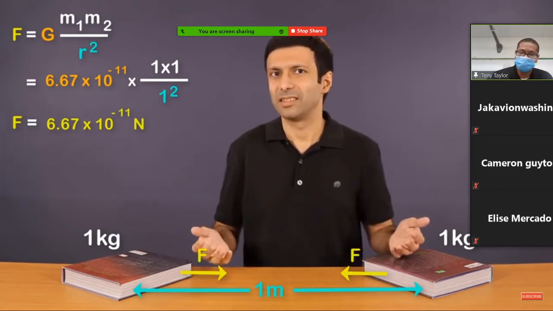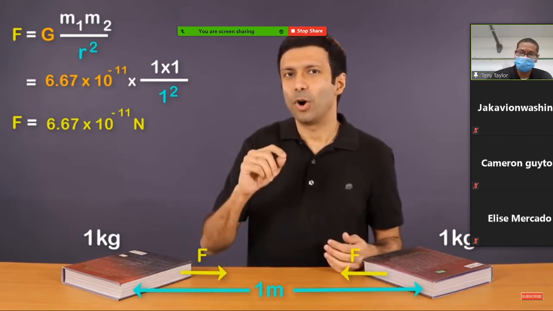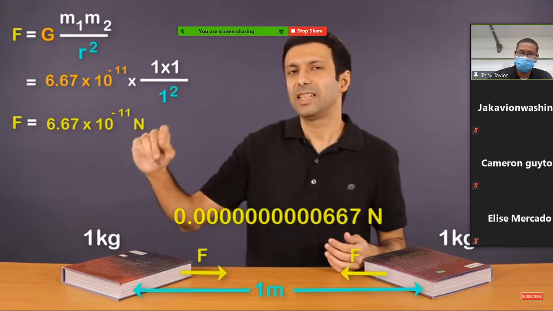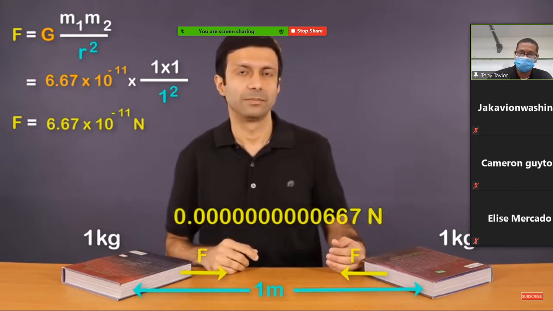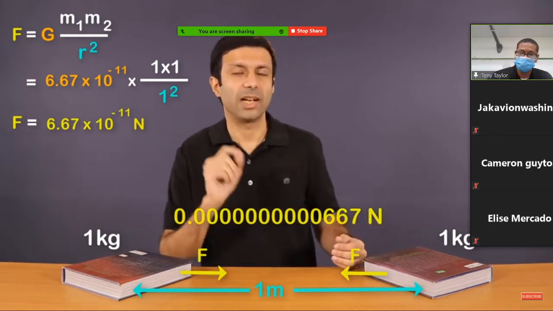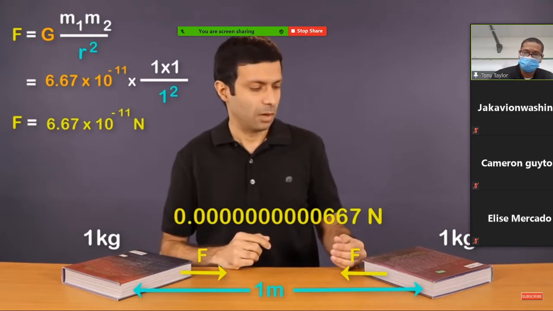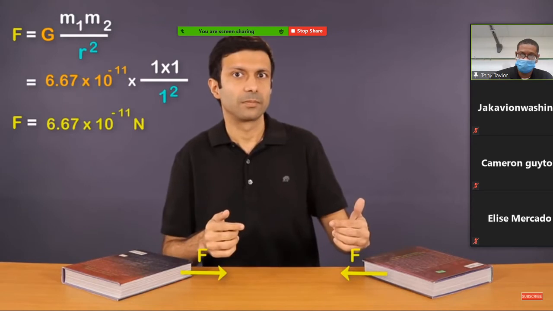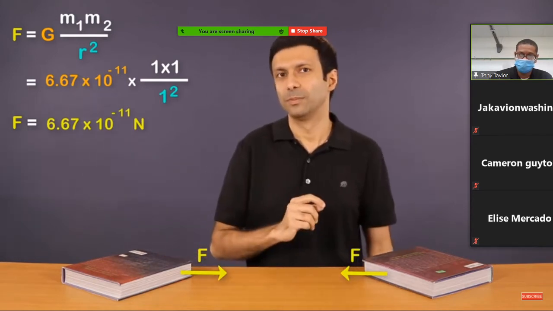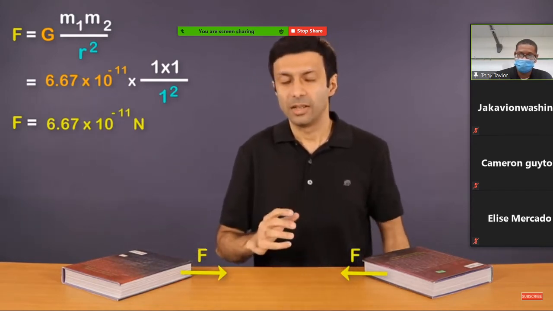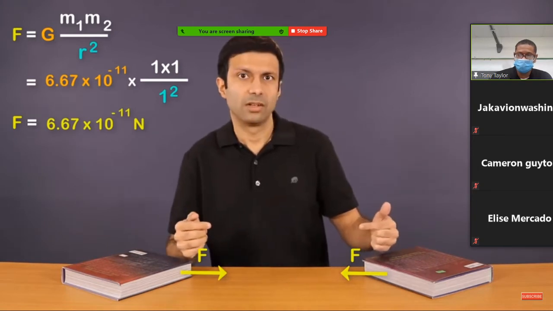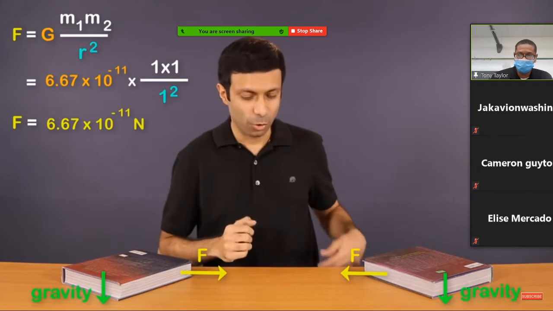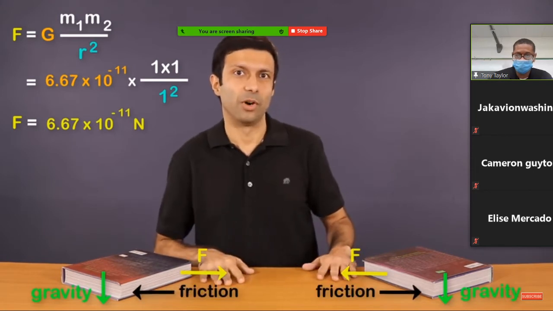So how much is that? It's going to be 0.000, so we have 10 zeros in there, 667 Newton. So it's a really tiny value. Now, will these two books eventually move towards each other? The answer is no. And it's because this tiny force is overwhelmed by the force of gravity. And of course, there's friction of the table involved.